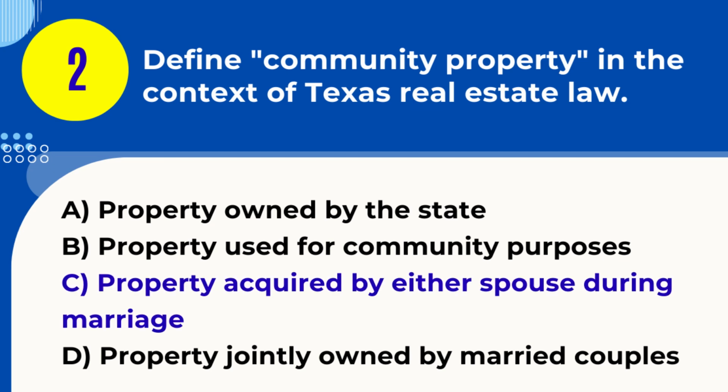Answer: C. Property acquired by either spouse during marriage. Explanation: In Texas, community property refers to any property acquired by either spouse during the marriage, excluding gifts and inheritances, which are considered separate property.